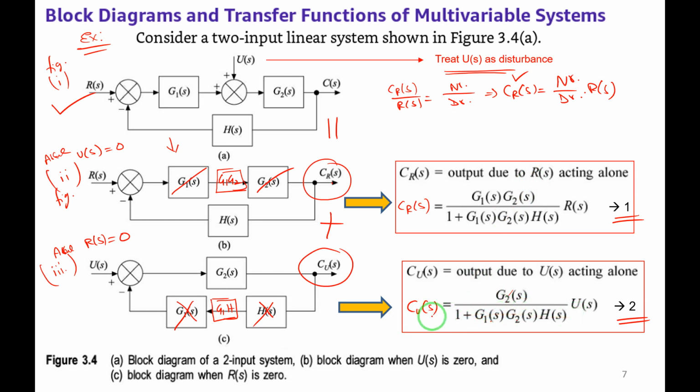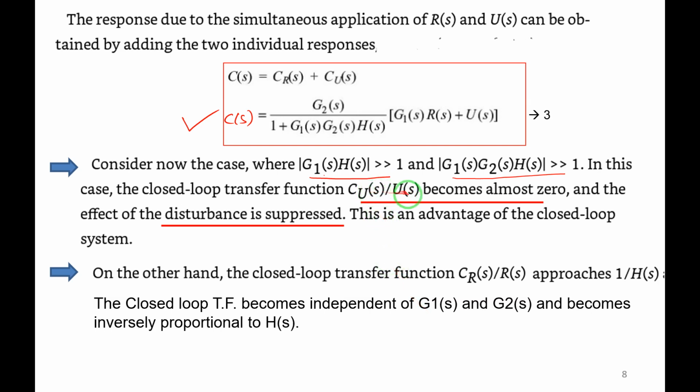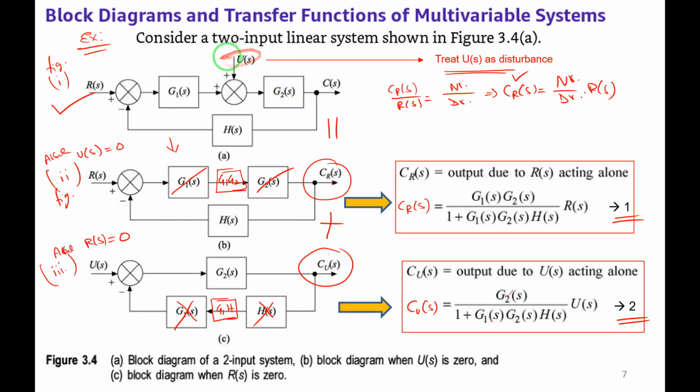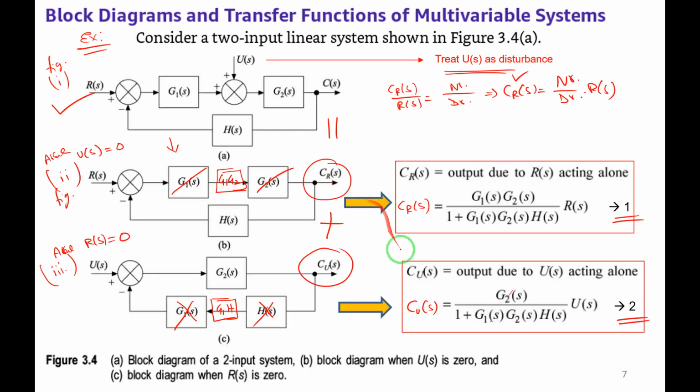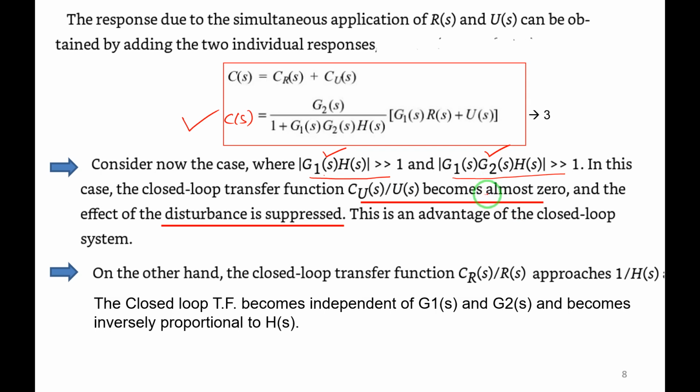What is the meaning of this? Just observe here: CU(s) divided by U(s) becomes 0, and the effect of disturbance is suppressed. That is what I want, because we are treating U(s) as a disturbance. So the response due to disturbance should be 0; it should not give any response. If I treat the signal U(s) as disturbance and assume these two conditions, G1H very much greater than 1 and G1 G2 H very much greater than 1, I am getting the transfer function CU(s) divided by U(s) as 0. From this we came to know that the effect of the disturbance is suppressed.